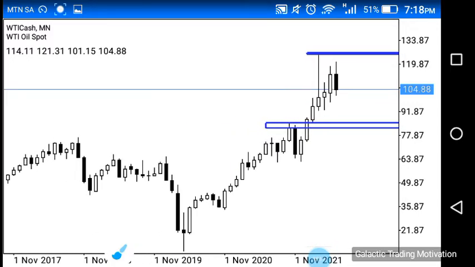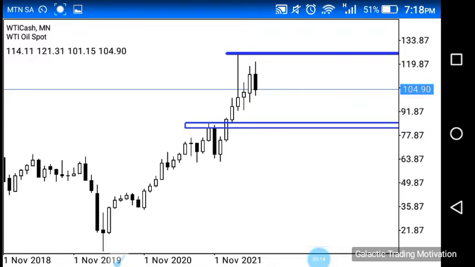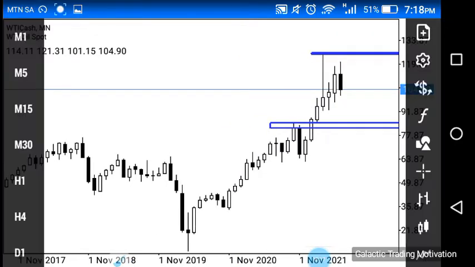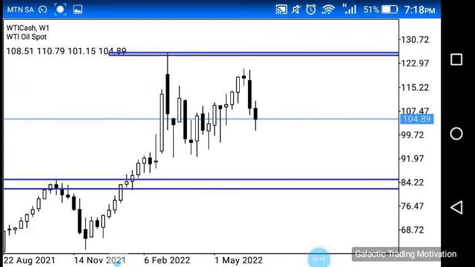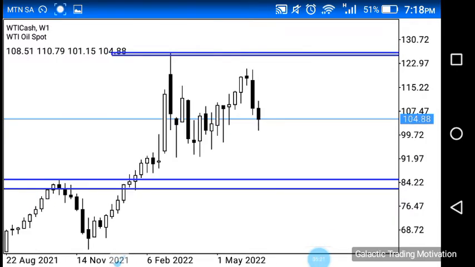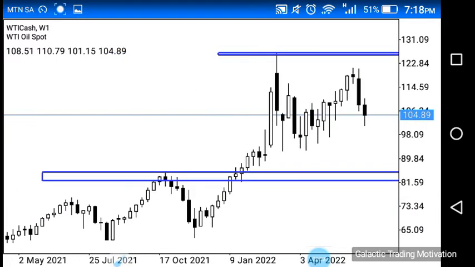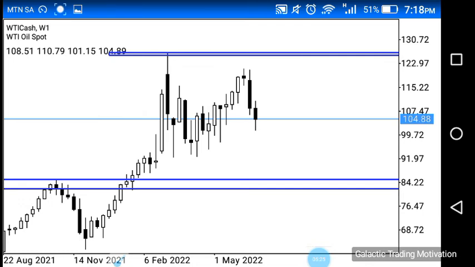Is there anything else of value that we see on this particular chart? I don't see anything further. So what I'm going to do now is head down to the weekly chart. Let's see. So here we are on the weekly chart. What do we see on the weekly chart?